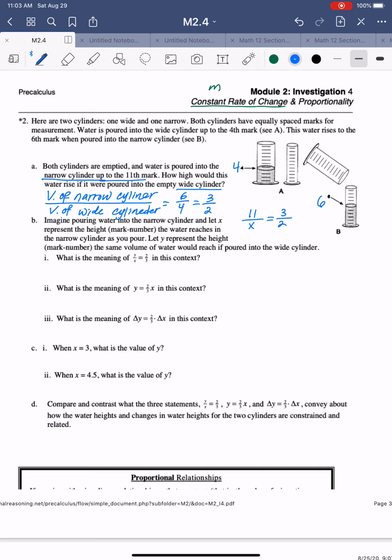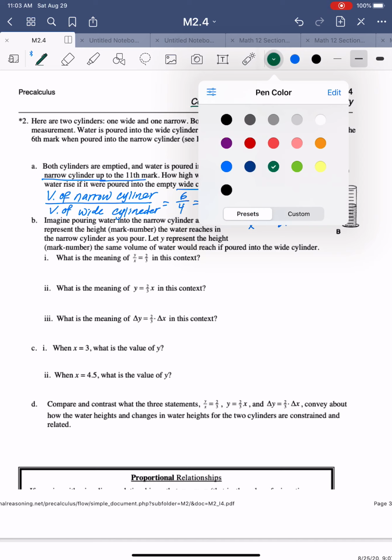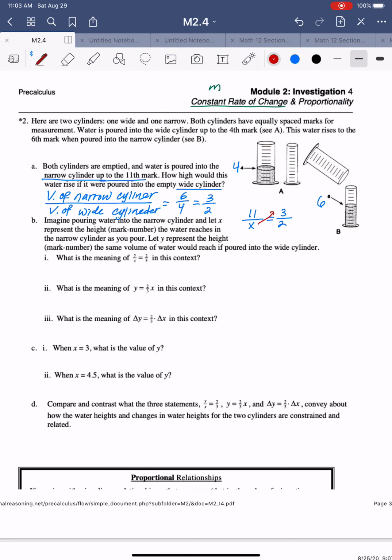Then if you cross multiply, because of proportion, x times 3, which is 3x, equals 2 times 11, which is 22. Divided by 3, x is going to be about 7.333. Okay, so that's the answer.